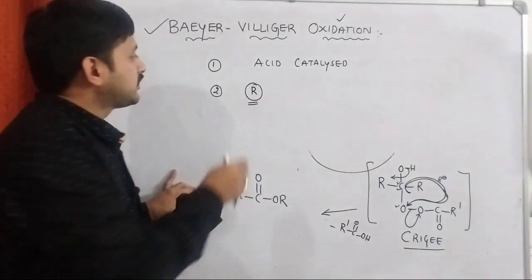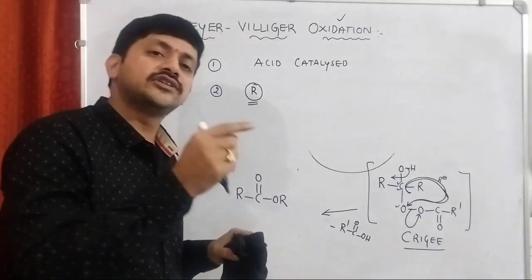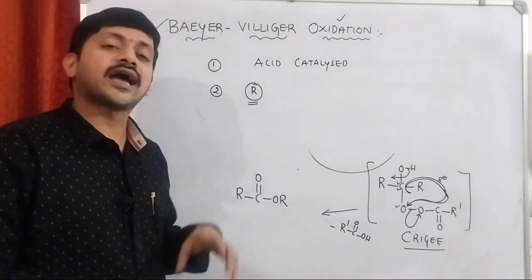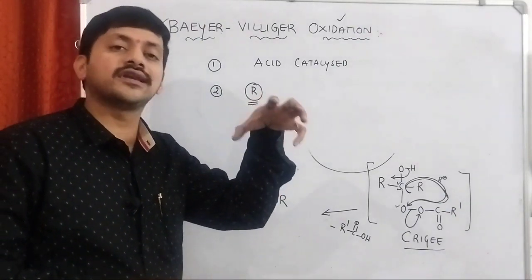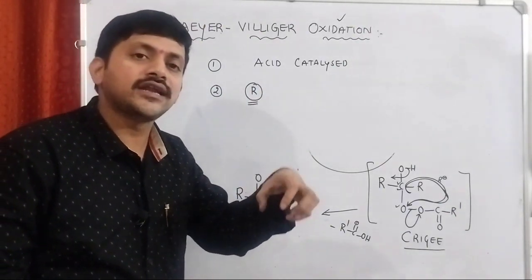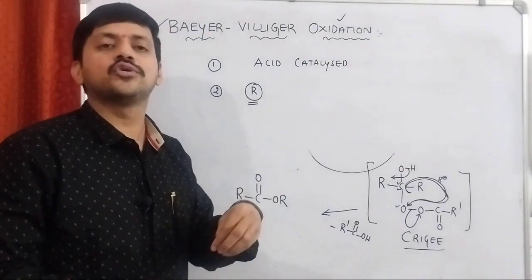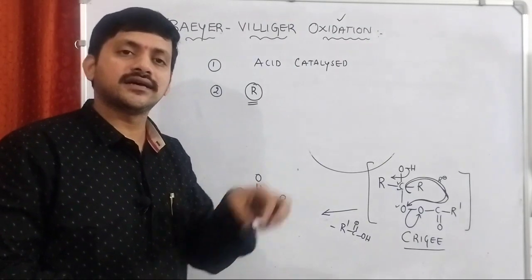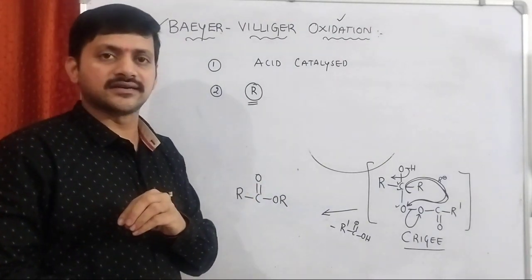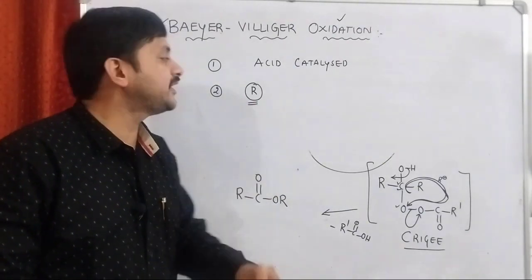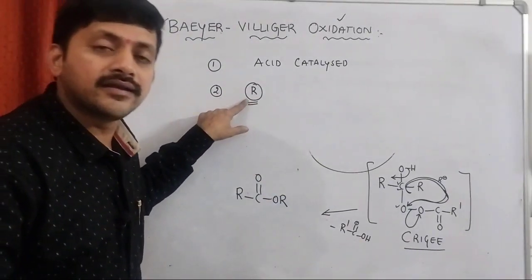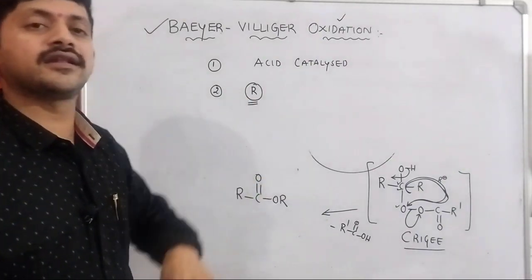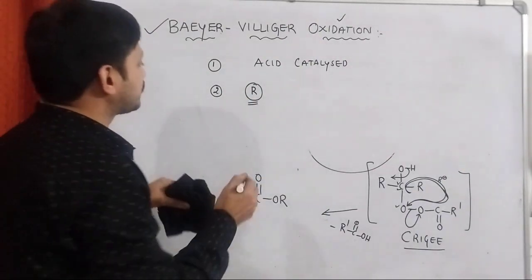We know that the R group may be an electron releasing group or it may be electron withdrawing. If we have different groups at the particular reactive center, what kind of R group will be migrated? That is very much important. As far as the examinations are concerned, the questions will be coming from this migratory aptitude of the R group. So let us see the migratory aptitude of different R groups.